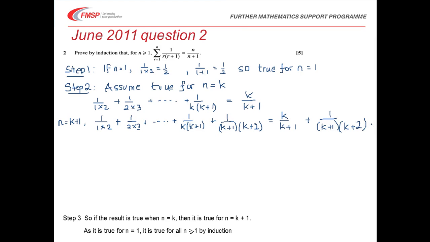And what we will want to try and do now is prove that this expression, these two fractions added together, is going to be the same as this expression, where everywhere we've got a k, we replace it by k plus 1. So in other words, we want to show that the right hand side is equal to this. It's sometimes a good idea to have that written, but you do have to show your working carefully. So in order to do that, I'm going to take a common denominator of k plus 1 times k plus 2.